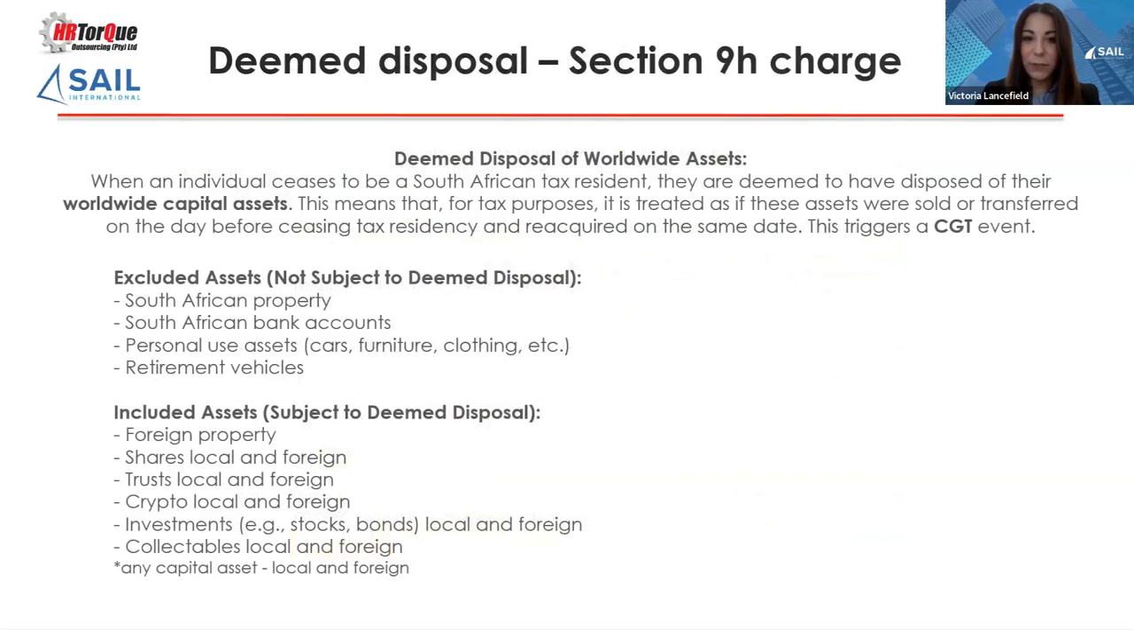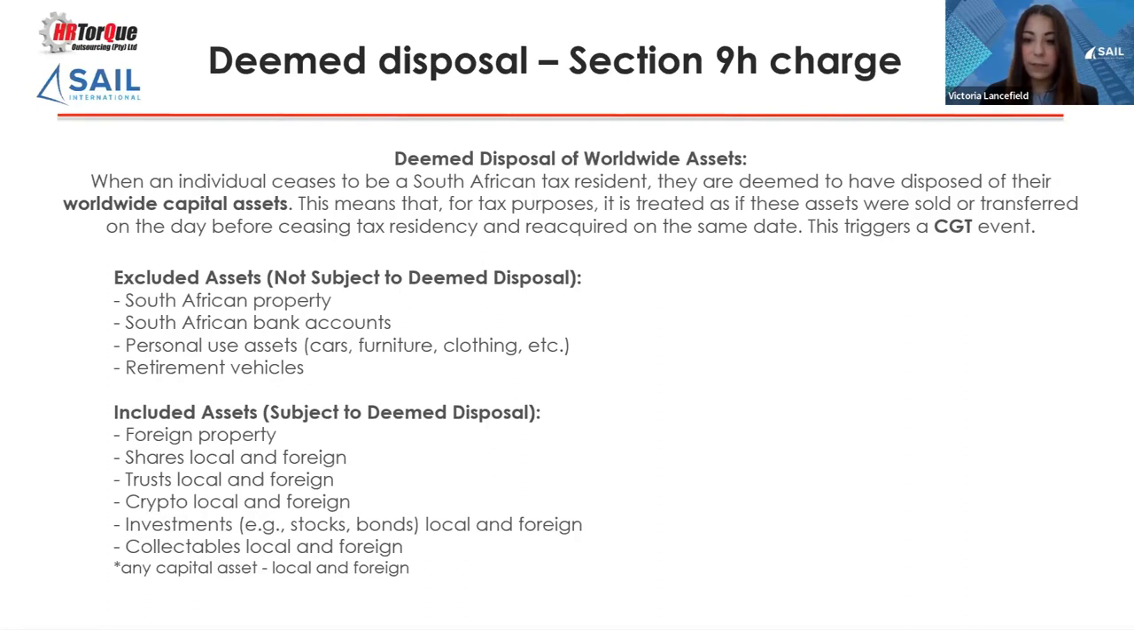Right, we'll move on to deemed disposal, the Section 9H charge, or as we like to call it in the industry, the exit charge. What happens when you cease your tax residency, or tax immigrate, or financially immigrate, there are many terms for it, is that you are deemed to have disposed of, sold off, all your worldwide capital assets and reacquired them on the day before you cease tax residency. This triggers a capital gains tax event.